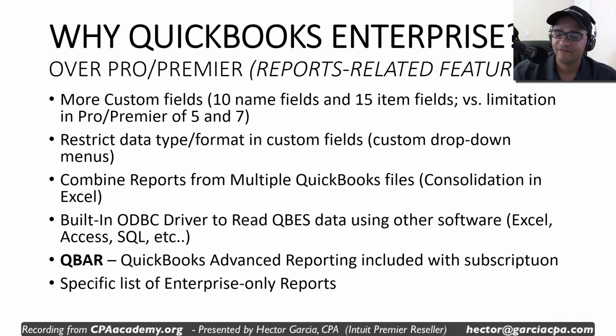And then you can use that information in reports to filter and create very customized reports that you couldn't otherwise do with other software. Now, QuickBooks Pro and Premier give you 5 name fields and 7 item fields, where Enterprise gives you double, right? So that's one little plus for Enterprise.